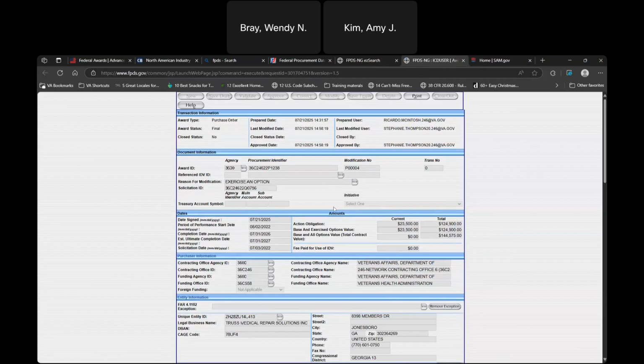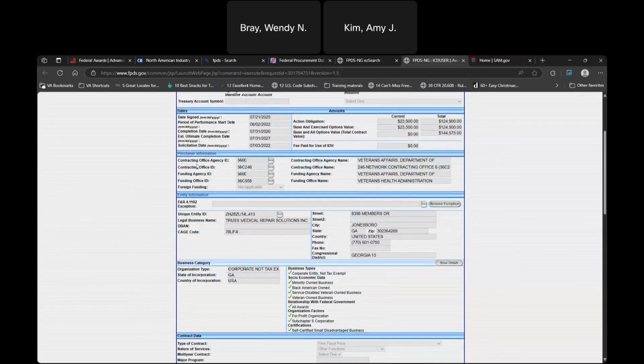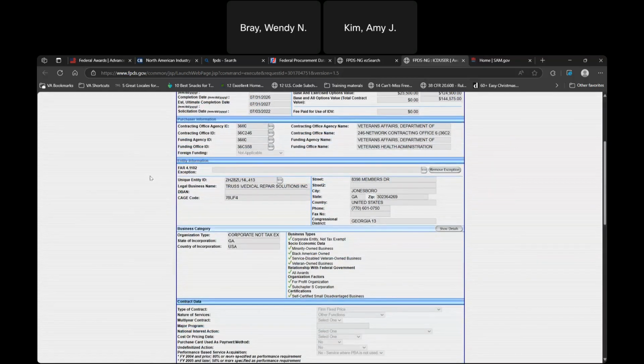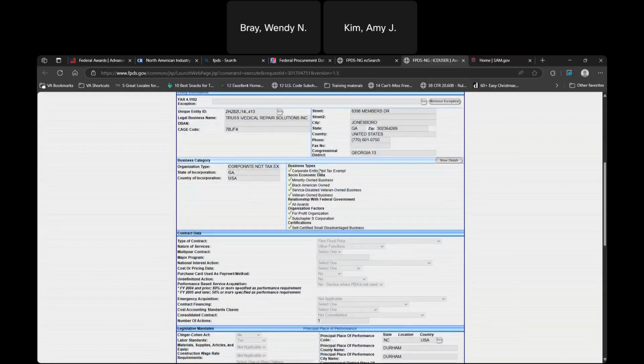So now I'm looking at this one contract. I have the dates here. I have the VA user that updated, or did any modifications here. I have the award information. I have, and let's scroll down to the bottom, the entity information, their address. Specifically, let's talk about the business category, socioeconomic classifications.